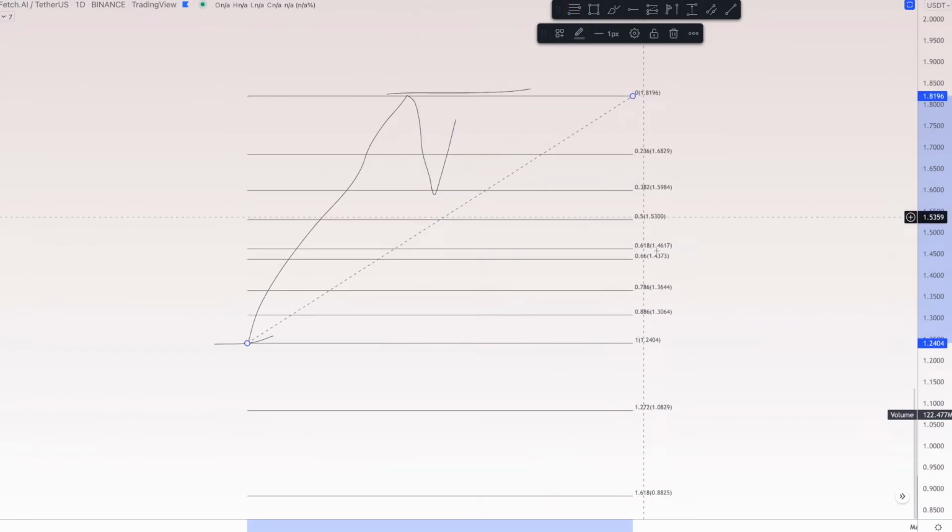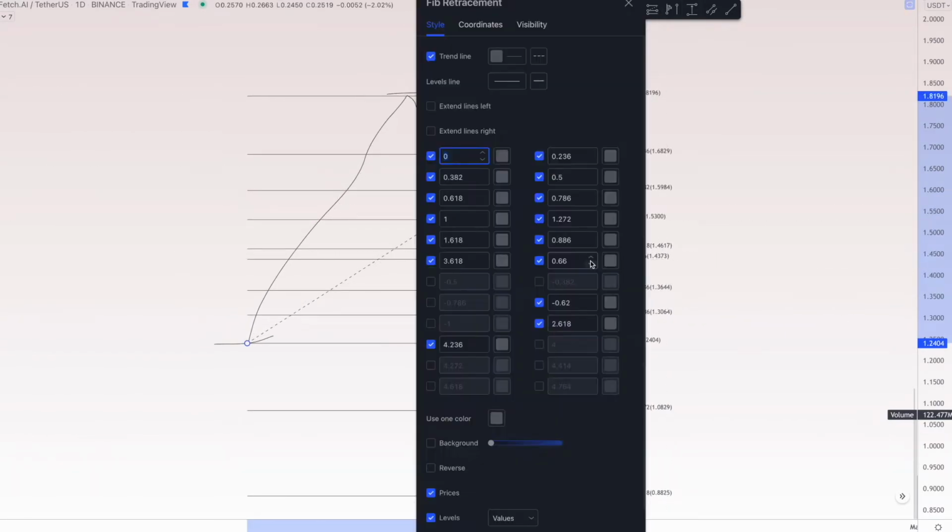And if you have the same levels as I have, you can check them here. I have the normal Fibonacci retracement ratios. So everything between 0 and 1 is the retracement ratios, and everything above 1 is the extension. And the extension, I'll explain it later. Let's just first start with the retracement. This one you can forget.